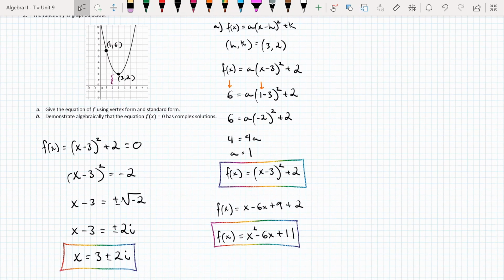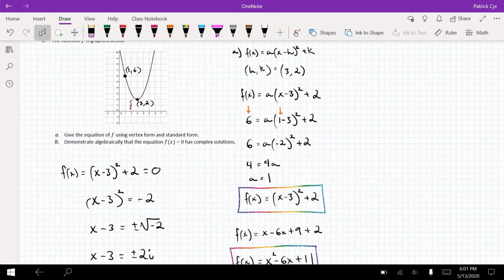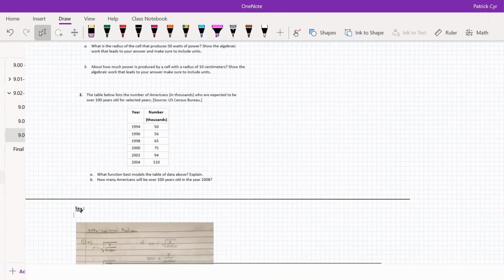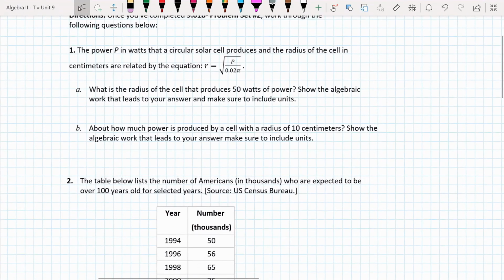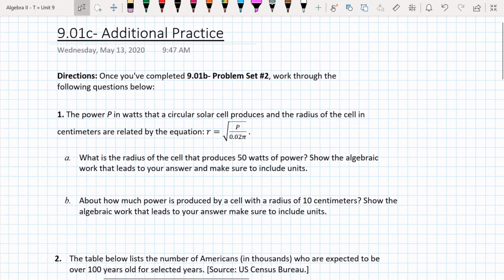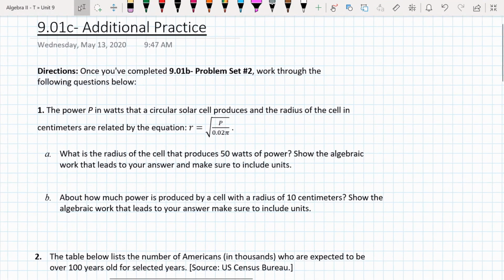Okay, to wrap up the lesson for today, work through the additional practice here on the OneNote. So these are more application questions. Okay, so you'll need a calculator for these, but once you finish this video, move on to this additional practice on the OneNote.